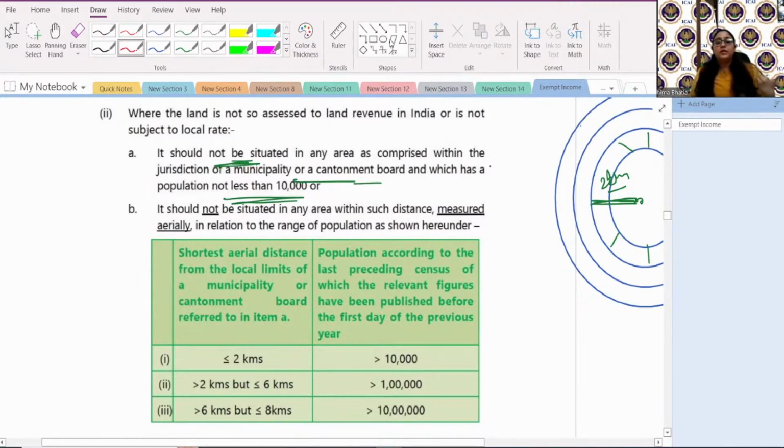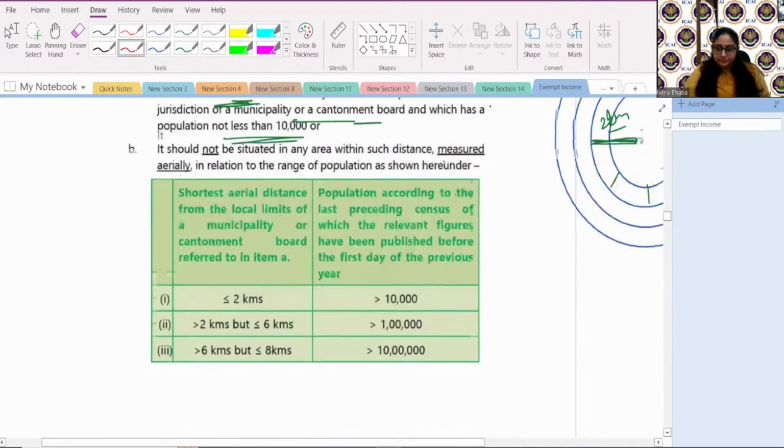Farm building, if is on a land where the population of the municipality board is more than 1 lakh, and if it is in the vicinity of 6 kilometers, then farm building would not qualify to be an agricultural income. With a population of more than 10 lakhs, then within 8 kilometers, whatever land is there would not qualify, or the farm building on that land would not qualify for agricultural income.